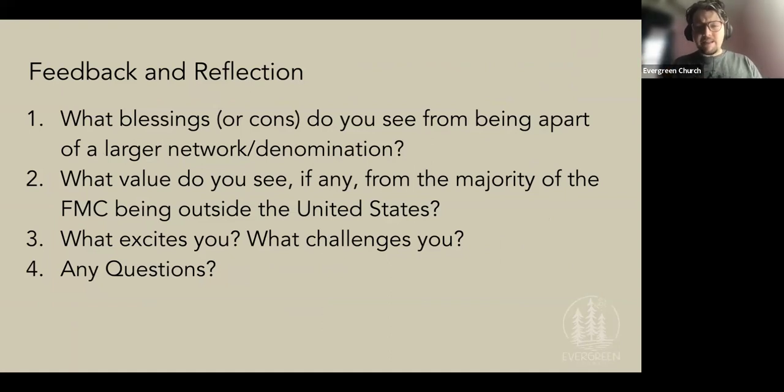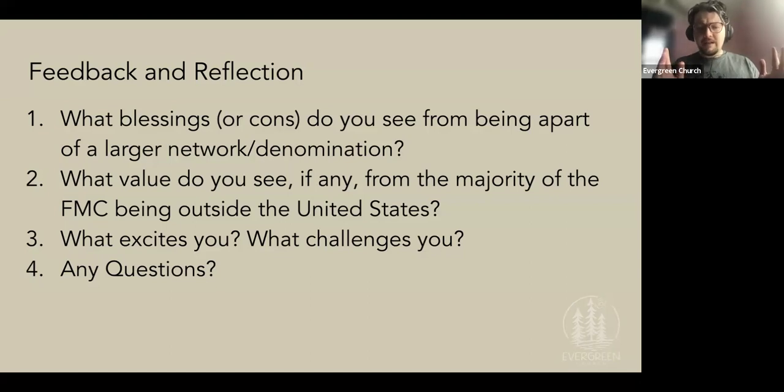And I want you to take time to reflect. We talked about governance and leadership in this session. And so I want to hear what blessings, or you could see them as cons, you see from being a part of a larger network and denomination, specifically the Free Methodist Church. What value do you see, if any, from the majority of the Free Methodist Church being outside the United States? What excites you? What challenges you? What questions do you still have?